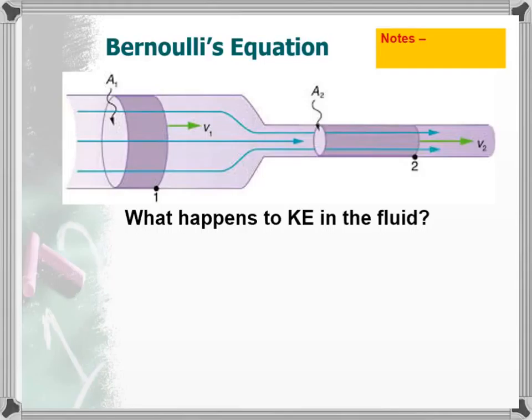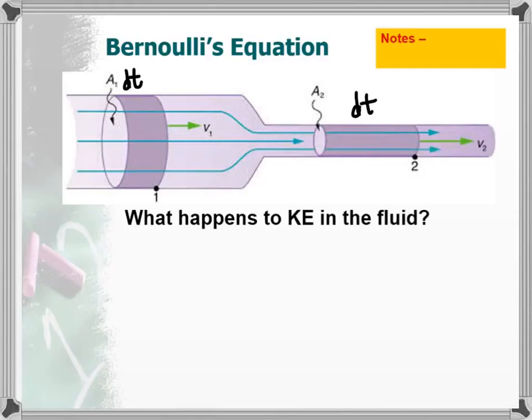So I want to start setting this up by asking, first of all, what happens to the kinetic energy in this fluid? There's a certain amount of volume that flows through this section of the flow tube. Let's say that in some very small amount of time, dt, this is the amount of fluid that flows through the cross-section A1. And then later on, in that same amount of time, dt, we have that same volume of liquid flowing through that cross-section A2.